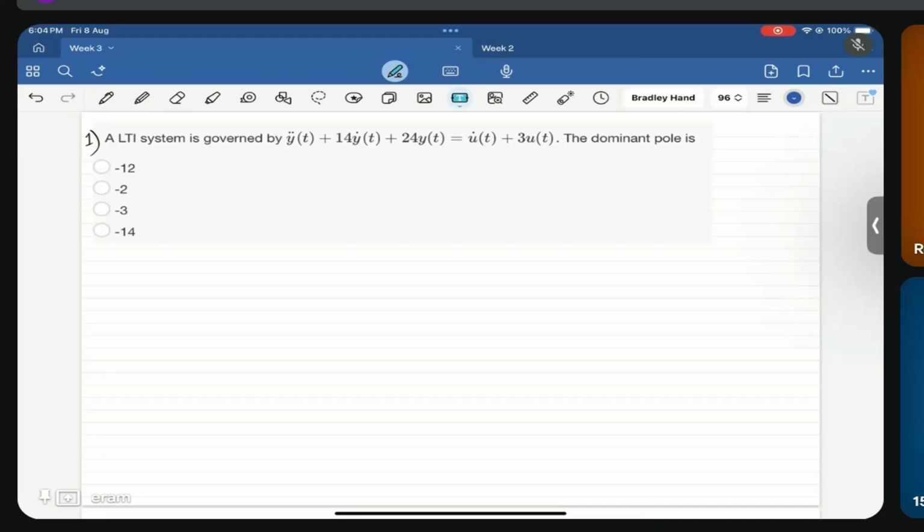So how to identify the dominant pole? In order to identify it, first we have to find out what the poles of the system are. So how to find the poles? We have to convert it to the Laplace domain. We have to find its transfer function, then we would be able to find the poles of the system, and then we will identify which one is the dominant one.